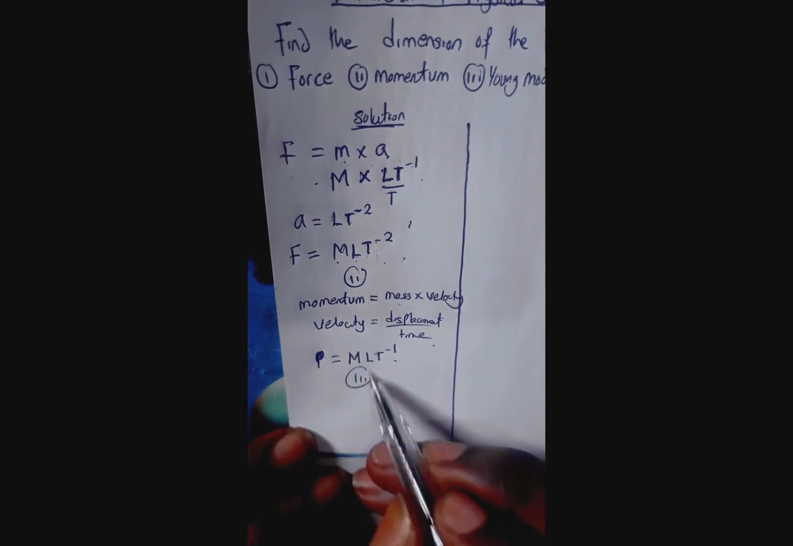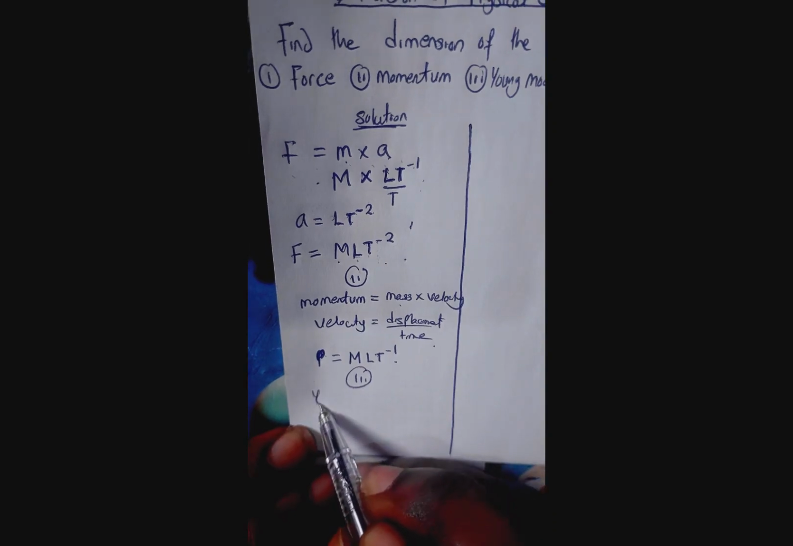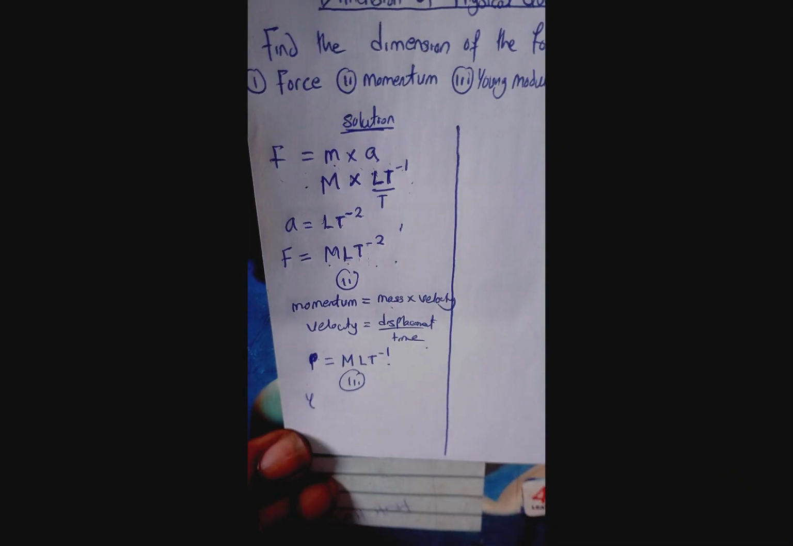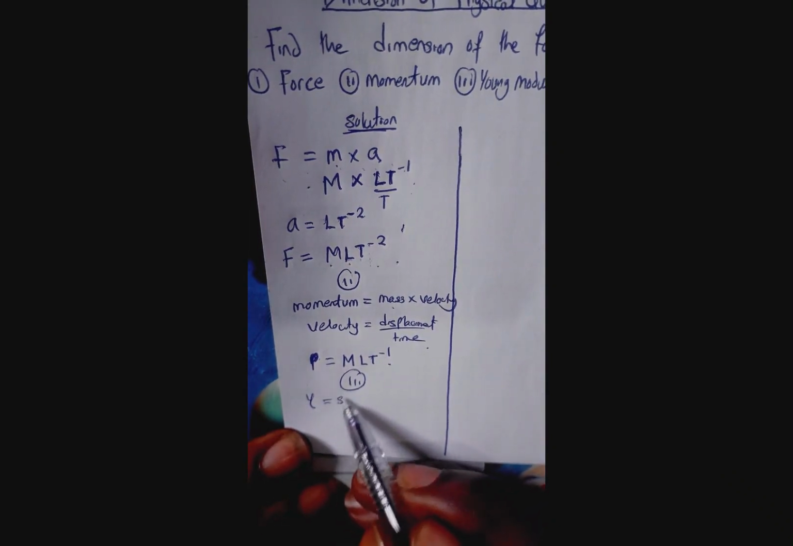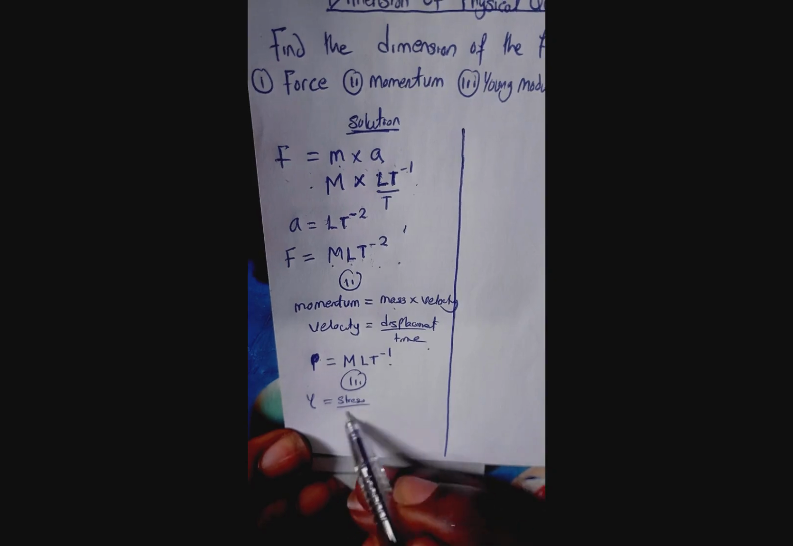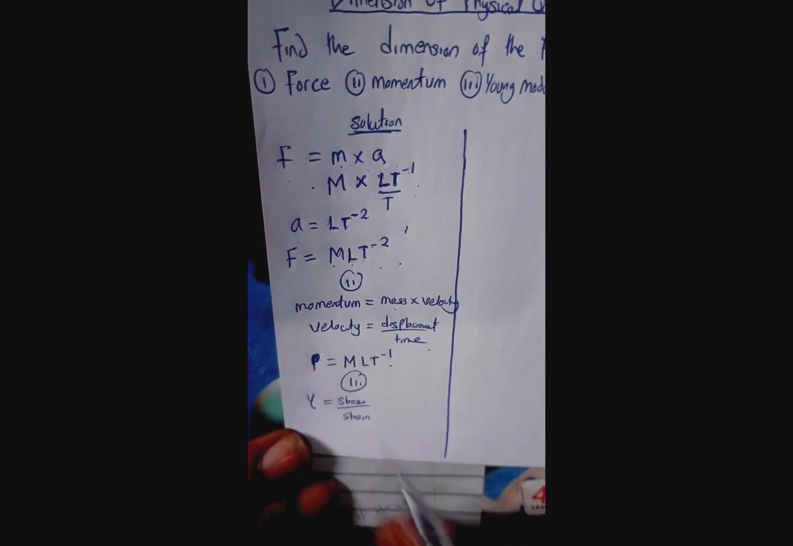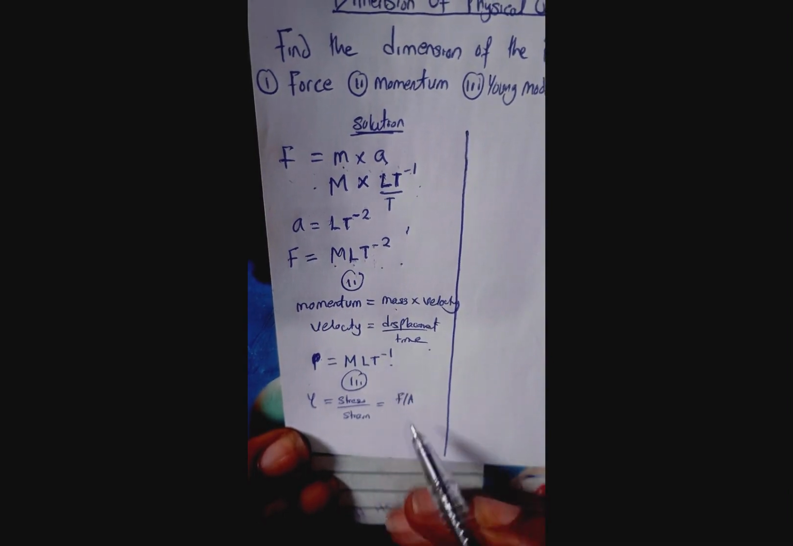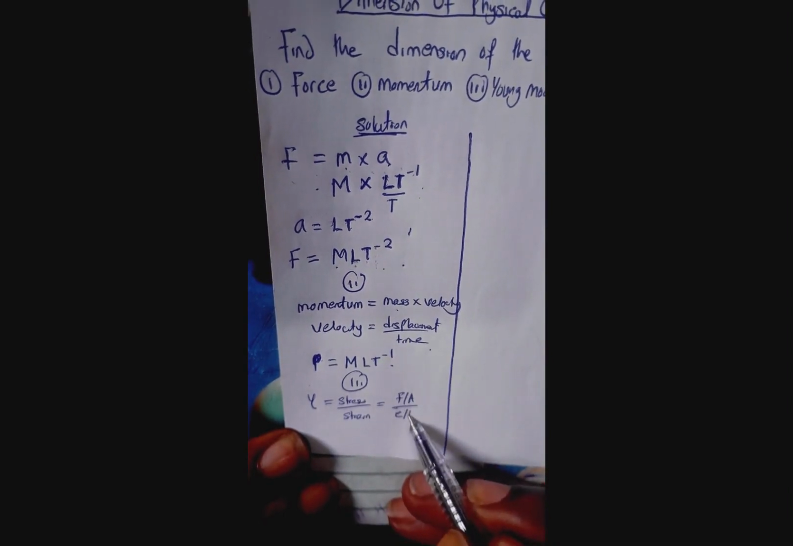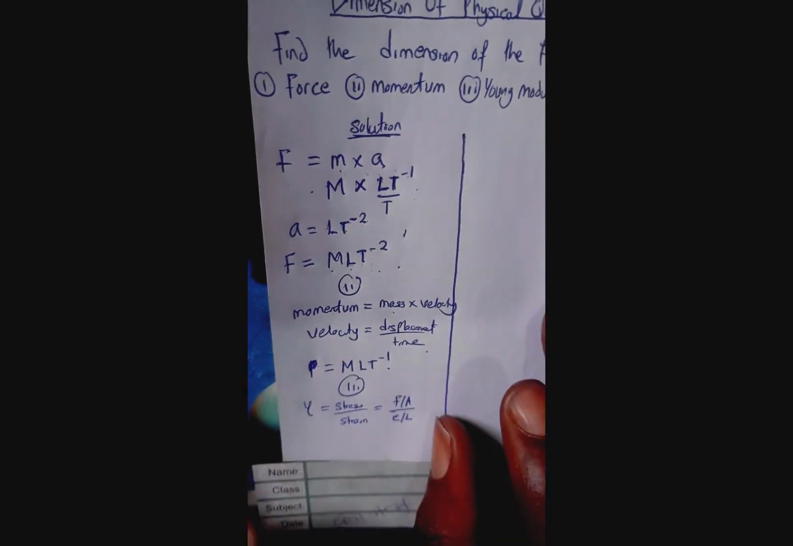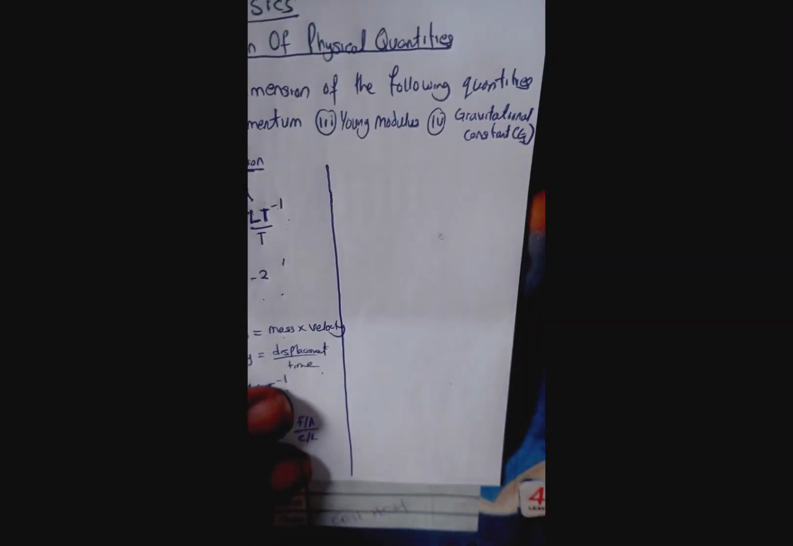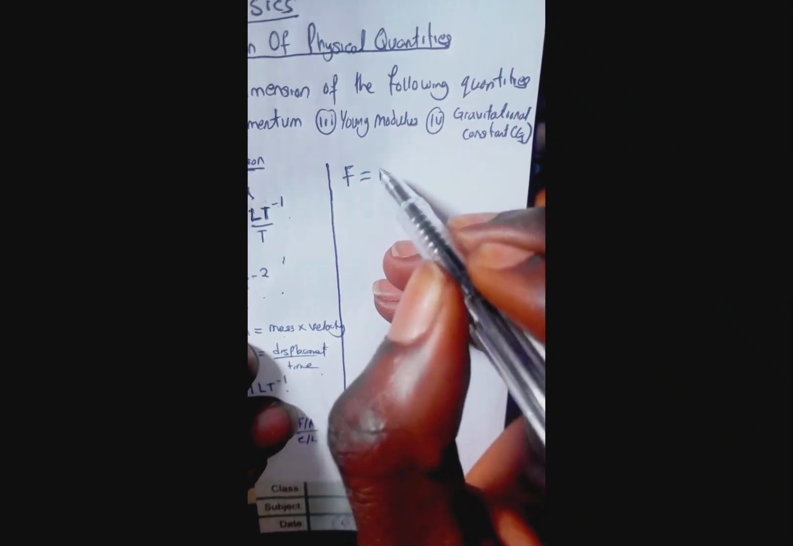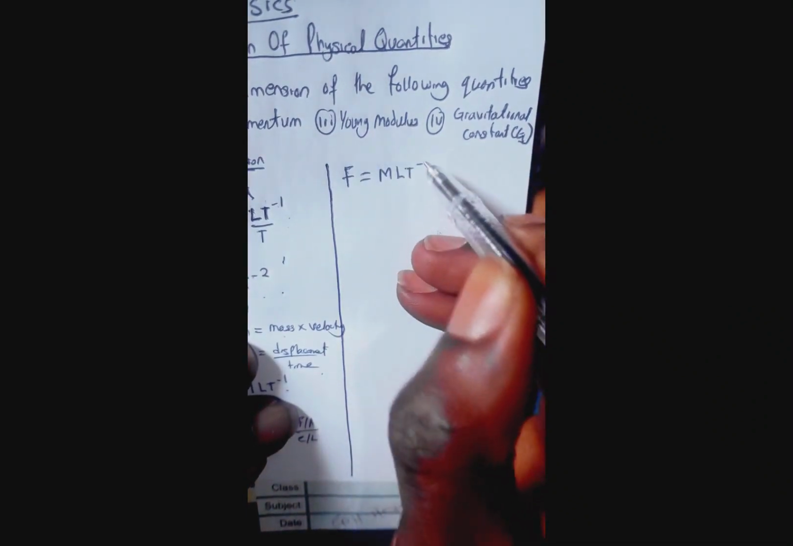Now let's go to the third one, which is Young modulus. Don't forget, if you have watched my video about Young modulus, you should know that Young modulus is stress over strain. If you don't know that, you can check my previous video. Your stress is force over area, and your strain is extension over length. So now let's go to the other side of the page. We already know the dimension for force. Force is MLT minus 2.